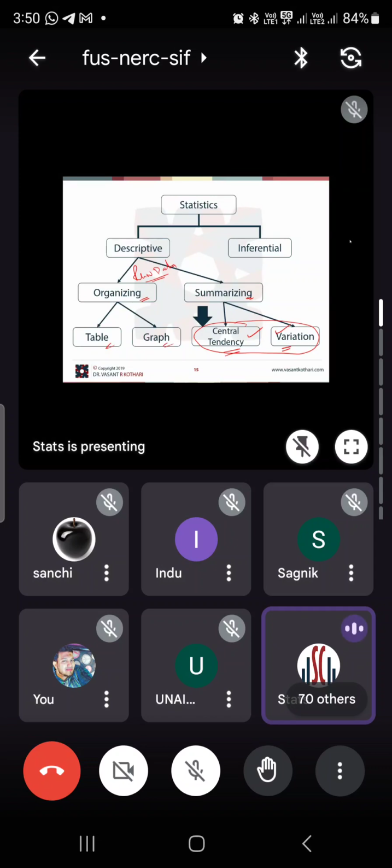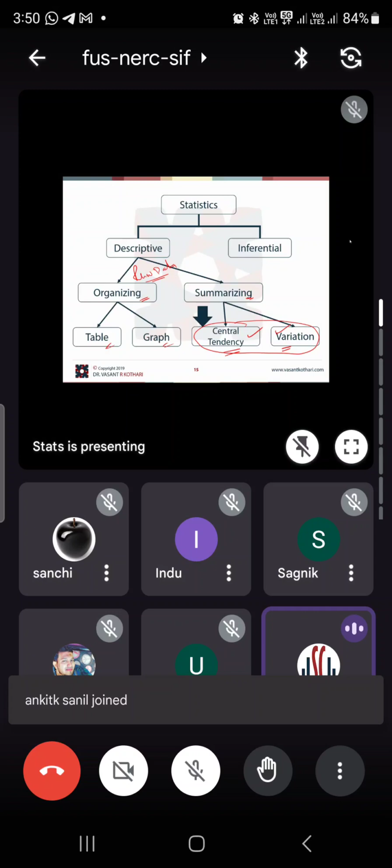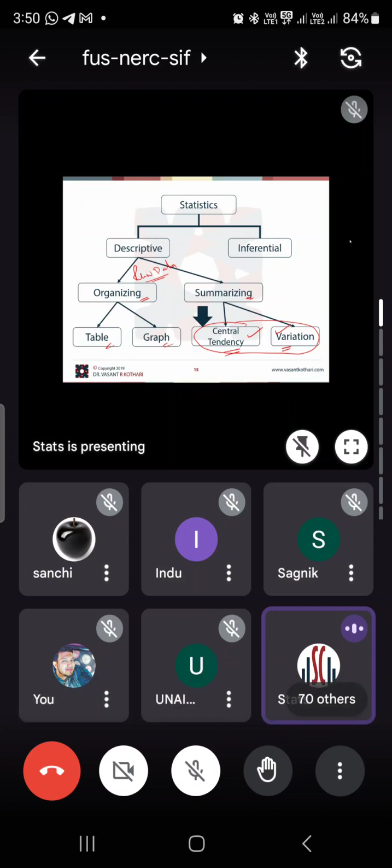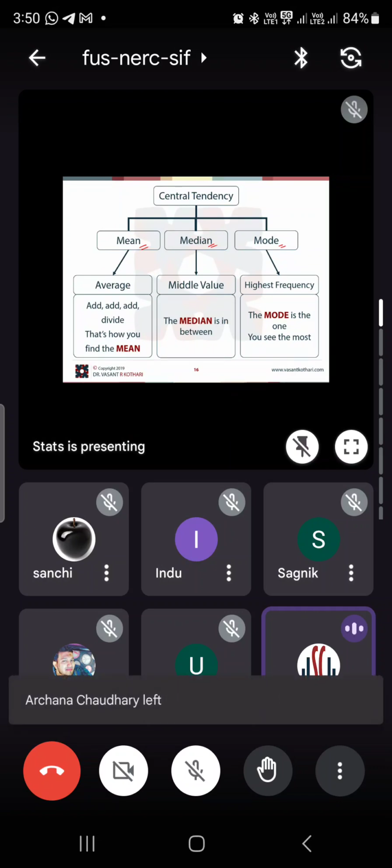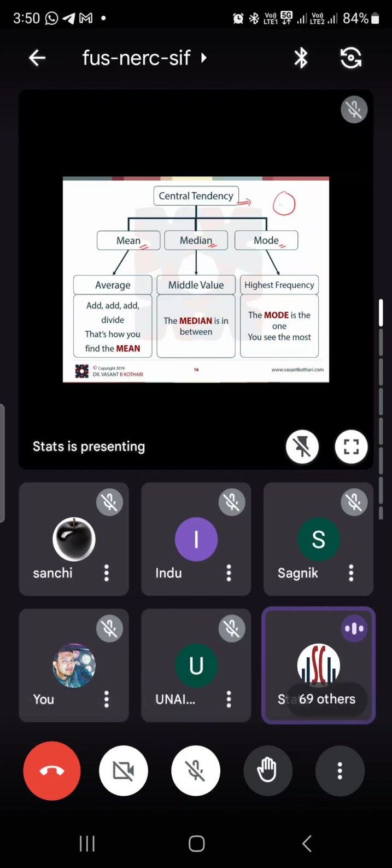Okay, so let's see one by one. I will be explaining how we use this to take the decision. Now central tendency, we have basically three: the mean, median, mode. These three central tendencies we use. The moment you get the raw data in your hand, the first thing we do is find out the center value of the data.